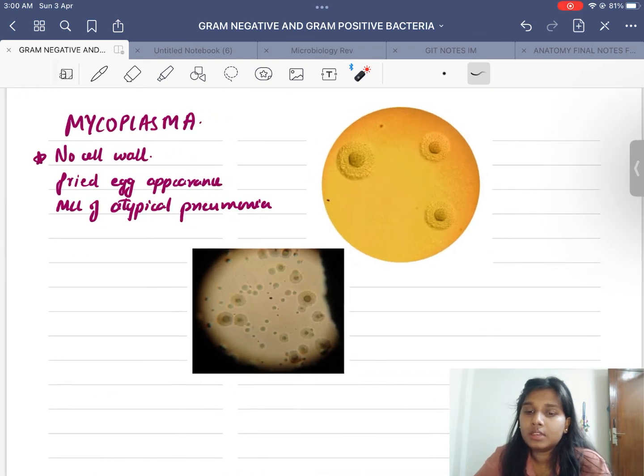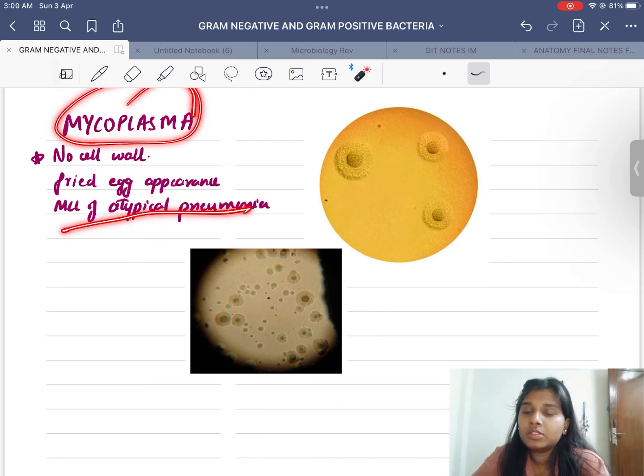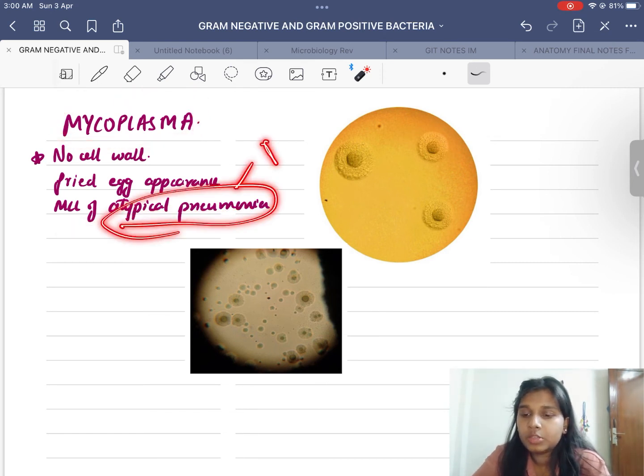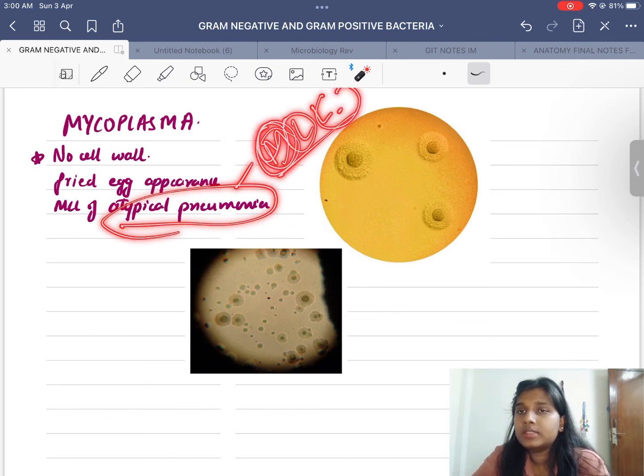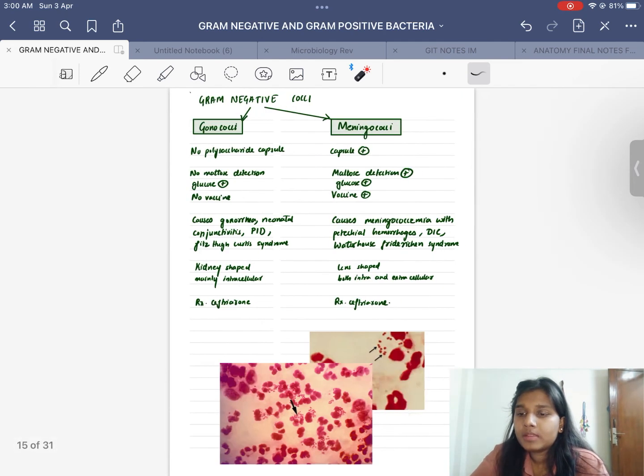Then the last one, mycoplasma. Mycoplasma doesn't have a cell wall. It's a bacteria without a cell wall. It has a fried egg appearance. Mycoplasma is the most common cause of atypical pneumonia. The mnemonic for atypical pneumonia was MCL: mycoplasma, chlamydia, Legionella. Mycoplasma is the most common. Remember this: fried egg appearance in mycoplasma.